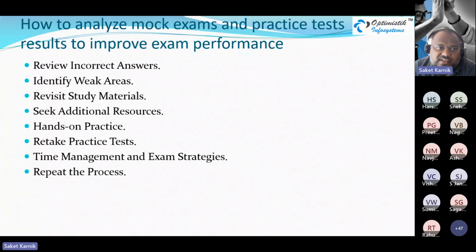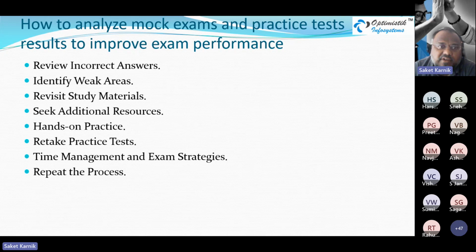For those weak areas, revisit the study material. Seek additional resources, maybe forums, groups, or maybe your mentors or some trainer you are connected to. Then get more hands-on practice on those areas. Retake the practice exam once again, and then once again the cycle starts. Once you get satisfied, you can actually think of going for the final exam. Book your slot, attempt.